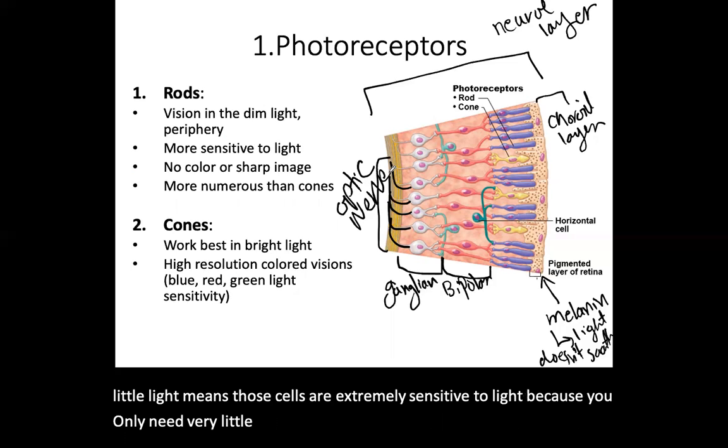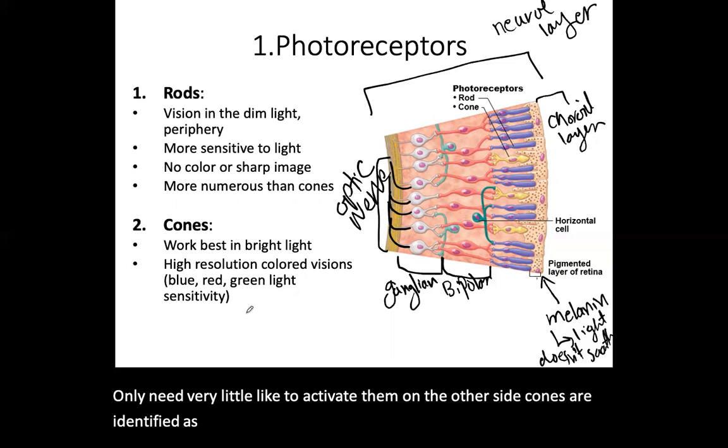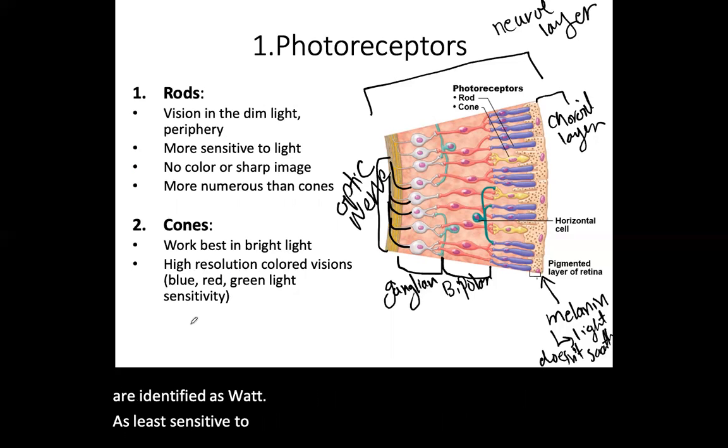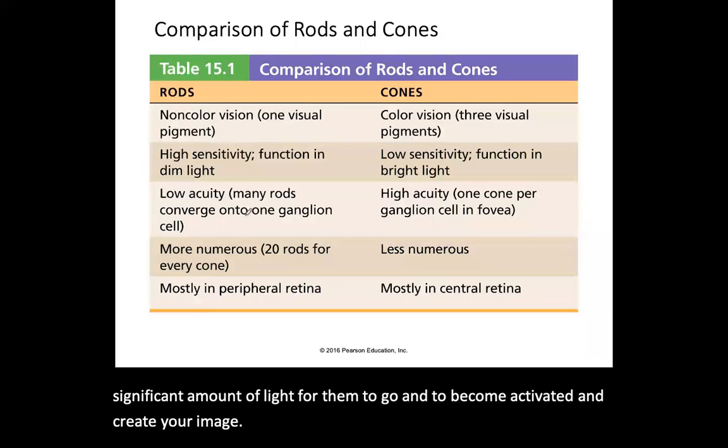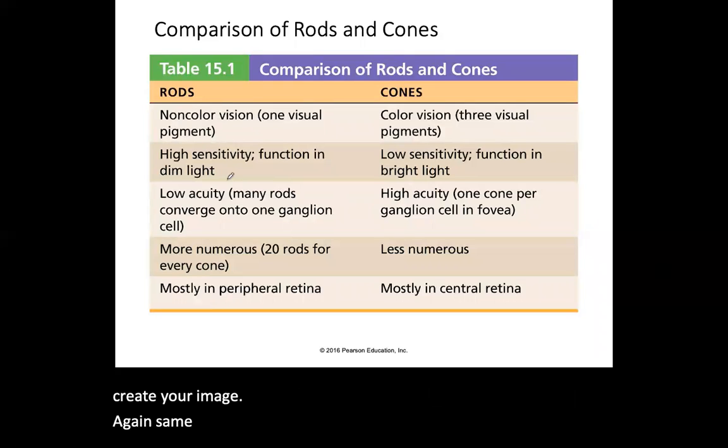On the other side, cones are identified as what? As least sensitive to light. So these are the ones that require a significant amount of light for them to become activated and create your image. Again, same concept, just in terms of pictures, low acuity versus high acuity for your rods versus your cones.